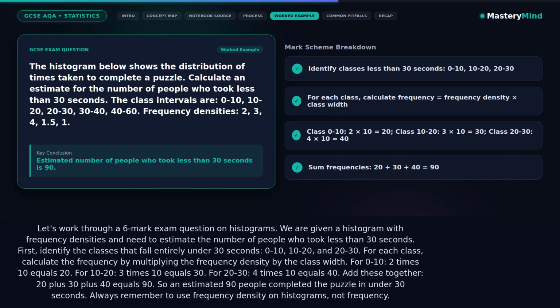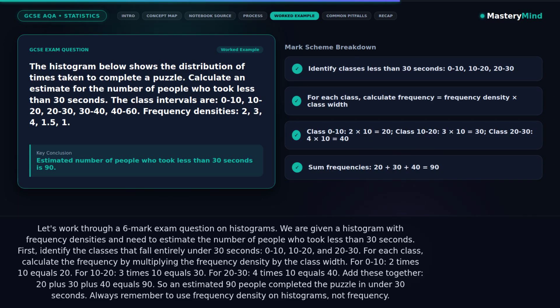For 0 to 10, 2 times 10 equals 20. For 10 to 20, 3 times 10 equals 30. For 20 to 30, 4 times 10 equals 40. Add these together: 20 plus 30 plus 40 equals 90. So an estimated 90 people completed the puzzle in under 30 seconds. Always remember to use frequency density on histograms, not frequency.